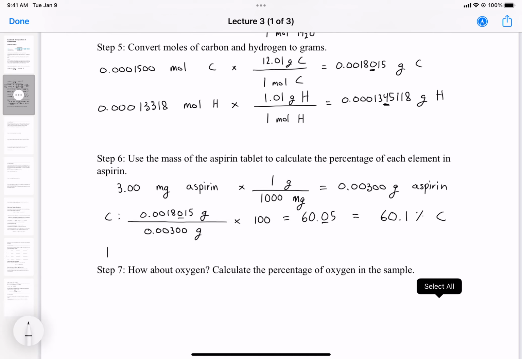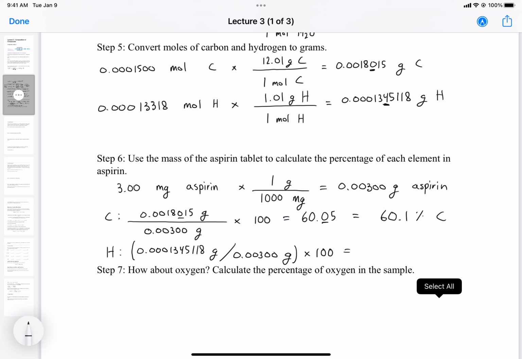So hydrogen is much of the same thing, but we're going to replace the top value in our calculation with the value for hydrogen. So we're going to have 0.00013451118 grams over 0.00300 grams for the aspirin. Okay, and then we're going to multiply this by 100 to find our relative percentage of hydrogen.